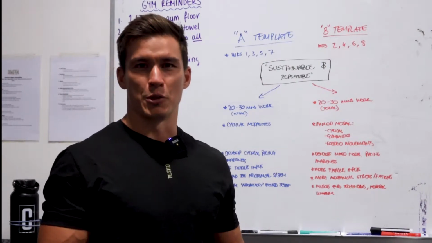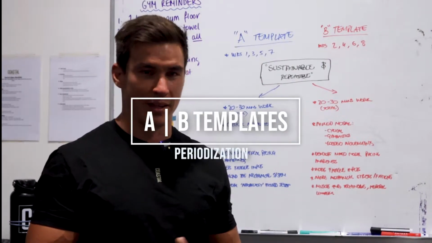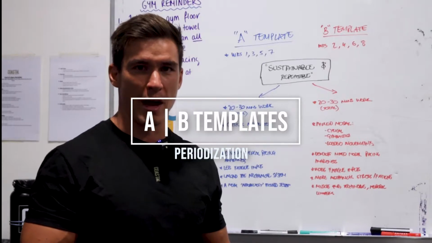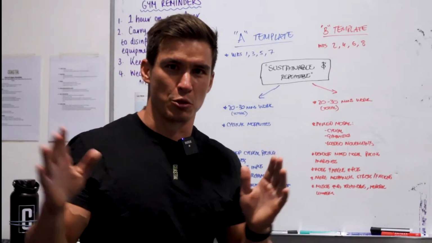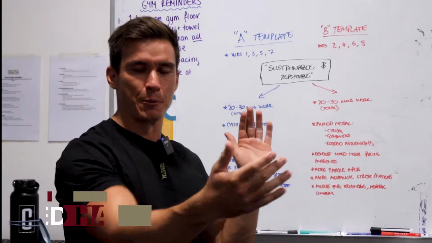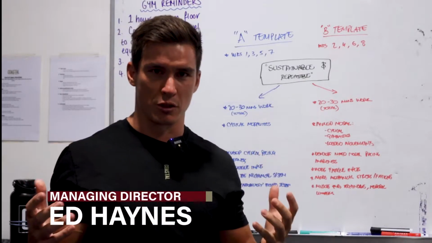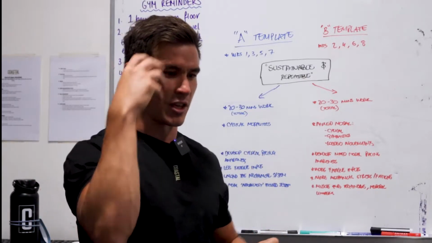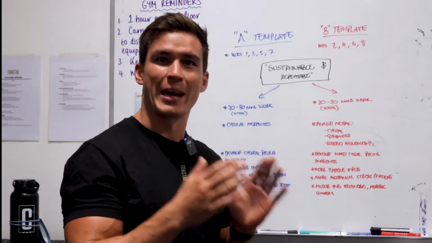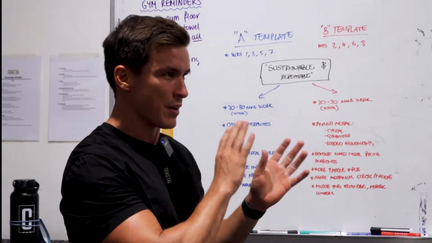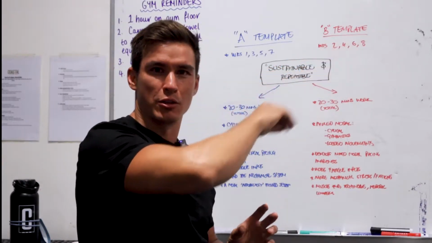Okay guys, a really quick video talking about A and B templates. A and B templates is essentially where, in periodization talk, we map out a training cycle. And what we often do is pick a certain stimulus or adaptation that we're chasing after, and we lay out that adaptation throughout the training week.